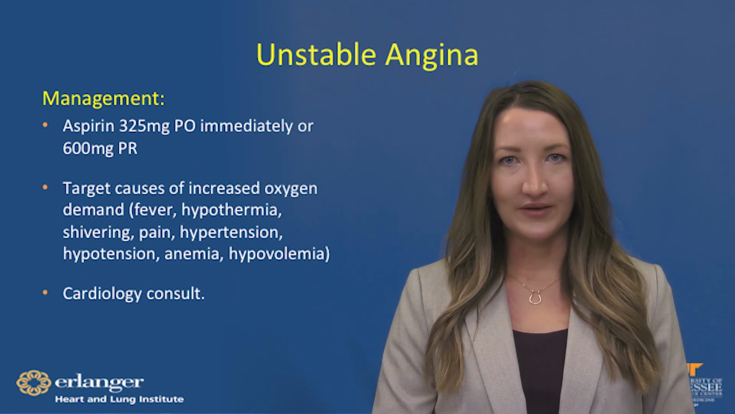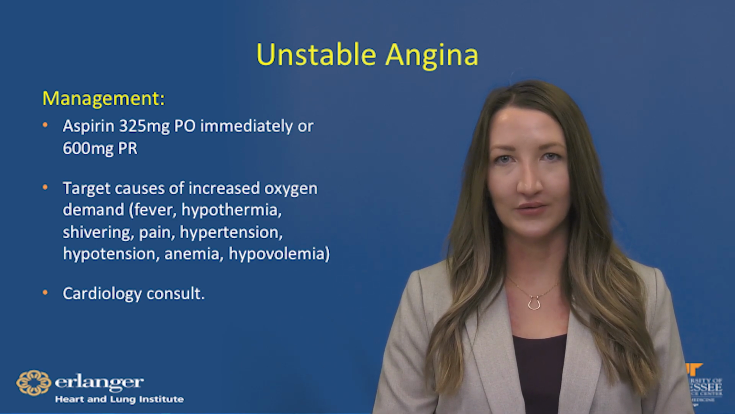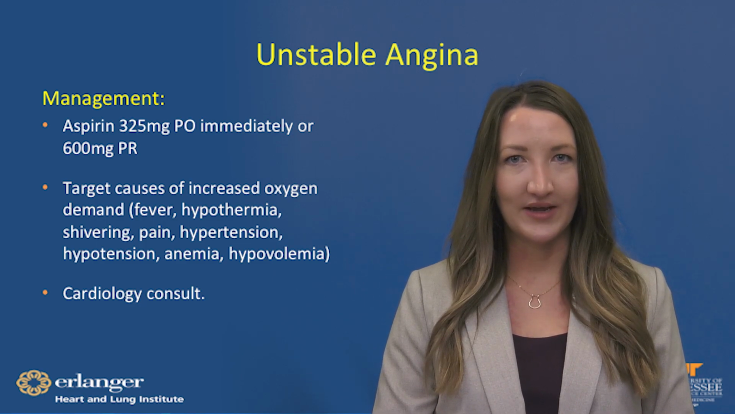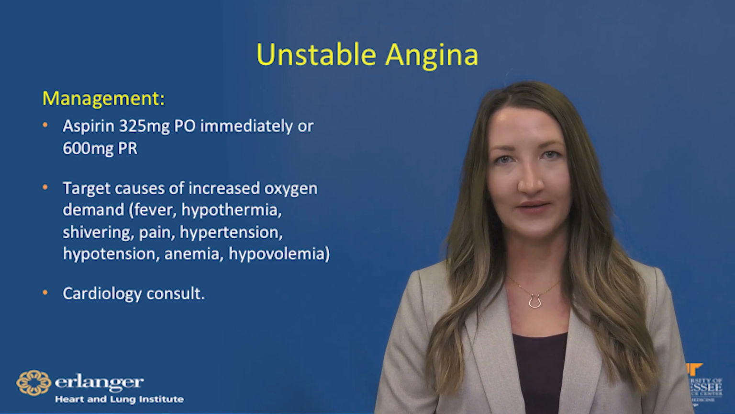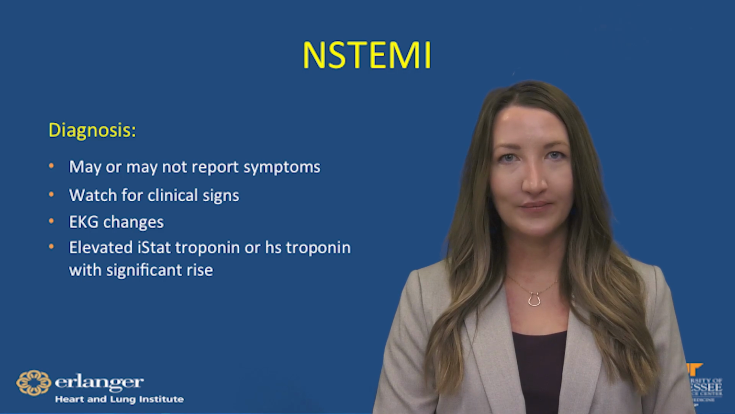Management would be to go ahead and give aspirin 325 milligrams or 600 milligrams PR if the patient's unable to take oral medications. And then you want to target causes of increased oxygen demand, such as fever, hypothermia, etc. And then consult cardiology for further recommendations. Non-STEMI would be probably the most common issue that comes up in these patients in the PACU.